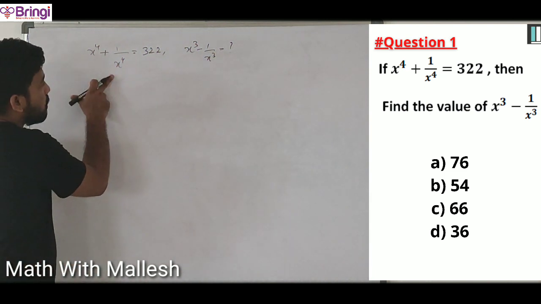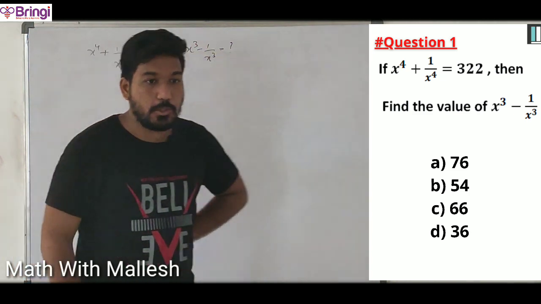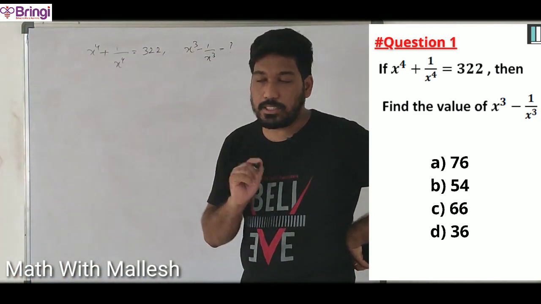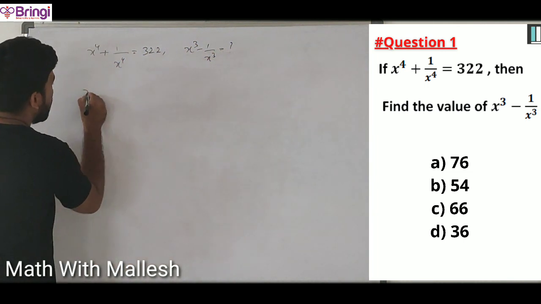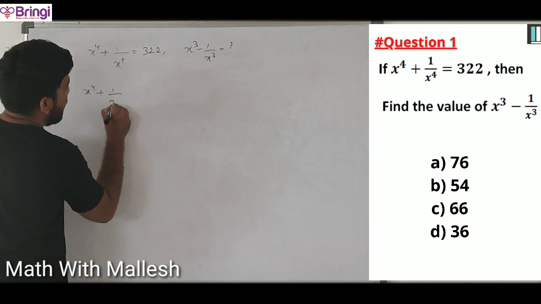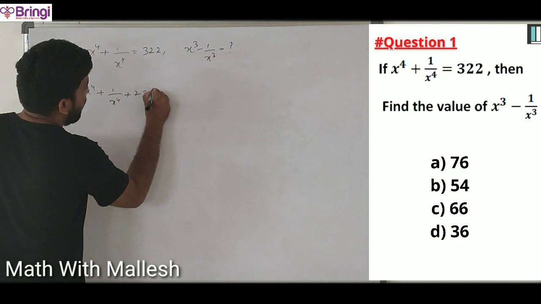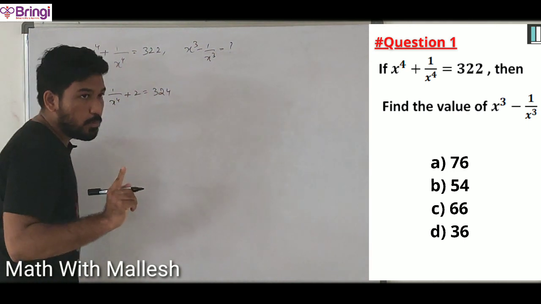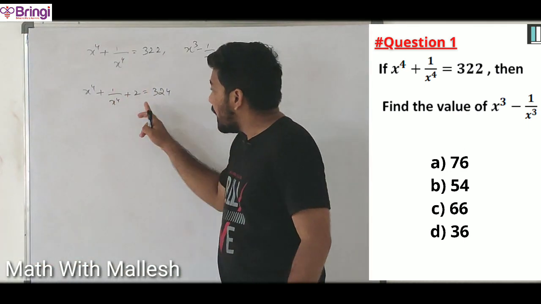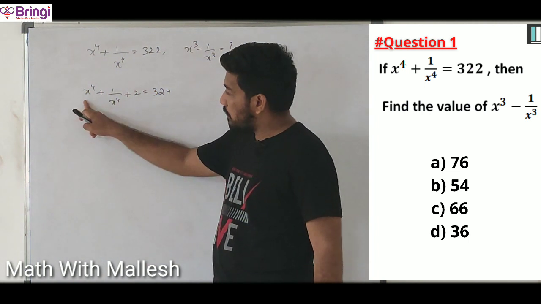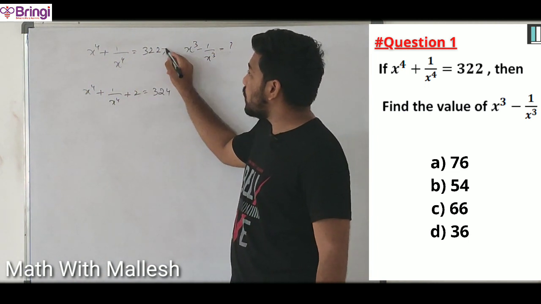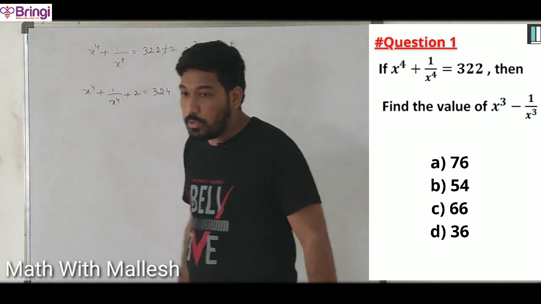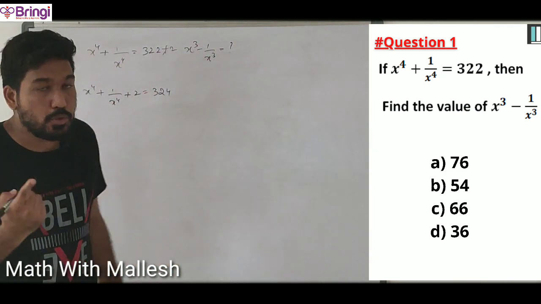x power 4 plus 1 by x power 4 is equal to 322. Here the student has to understand one thing, whether he should add 2 or subtract 2. Definitely most of the students already understood they need to add 2. And why are they adding 2? Why are we adding 2 on both sides? So x power 4 plus 1 by x power 4 plus 2 is equal to 322 plus 2, it's going to be 324. But why did I add 2?